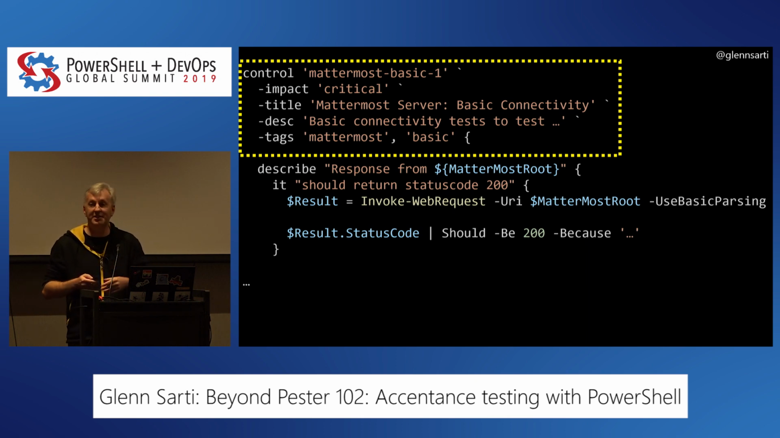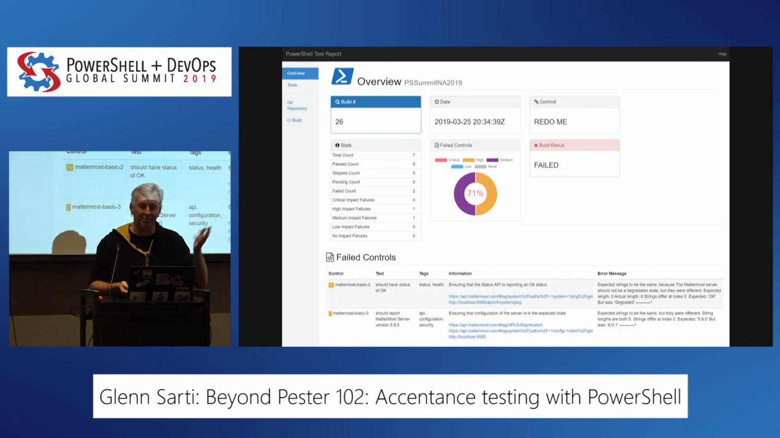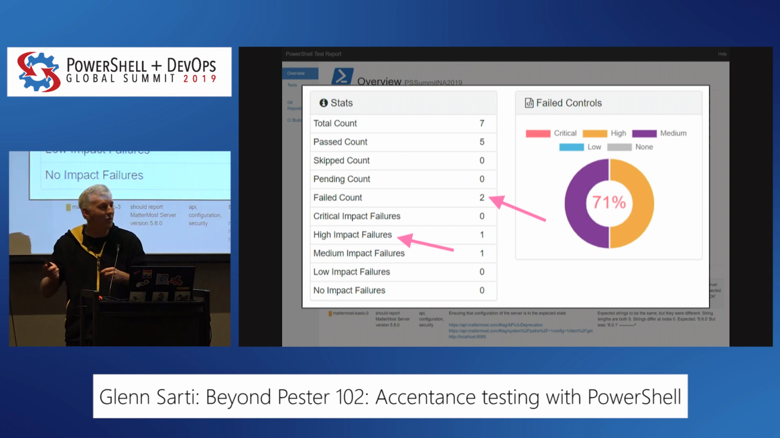So I grabbed the PSTestReport module from Michael Willis and modified it to display all this beautiful metadata that I just put in there. There's a report for a degraded Mattermost server. I know you can't read it, so I'm going to zoom in for you. So we can quickly see at a glance the number of failures and how impactful they are. So we've got 2 failures and we've got 1 high impact failure there.